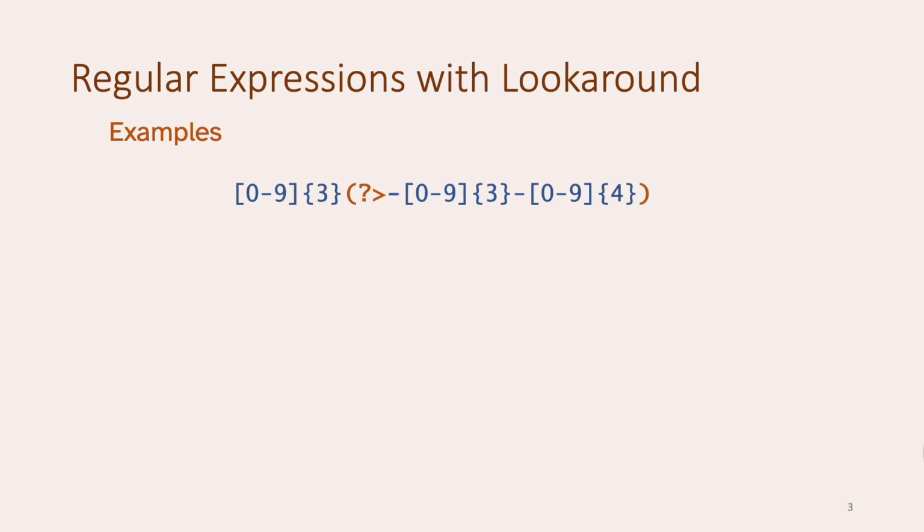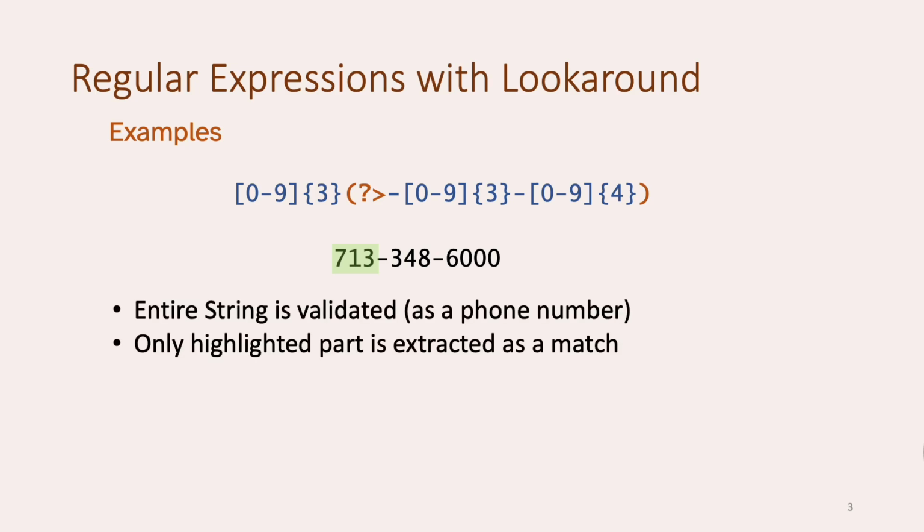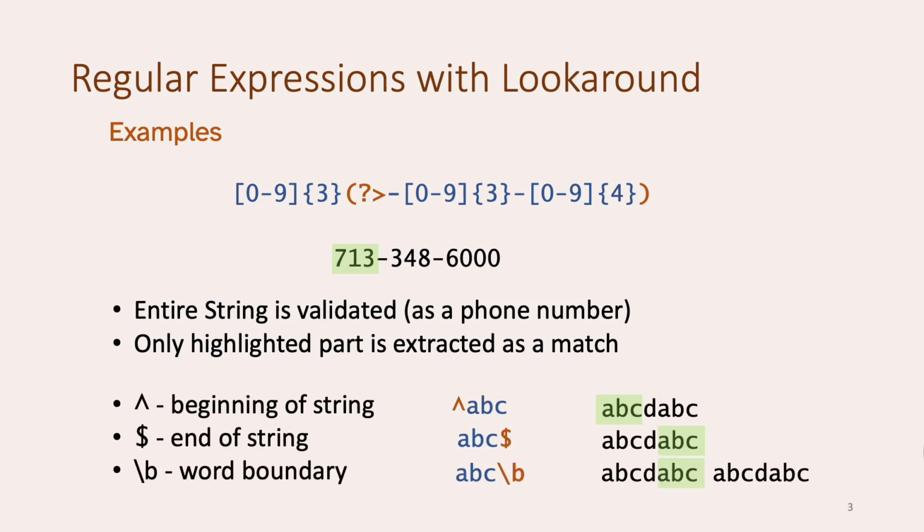Let's consider an example. We are interested in extracting the area code from a US phone number, which happens to be the first 3 digits of it. The expression here extracts the first digits, but the lookaround also makes sure that the entire string is formatted correctly as a phone number. Lookarounds also appear in other kinds of common regexes.